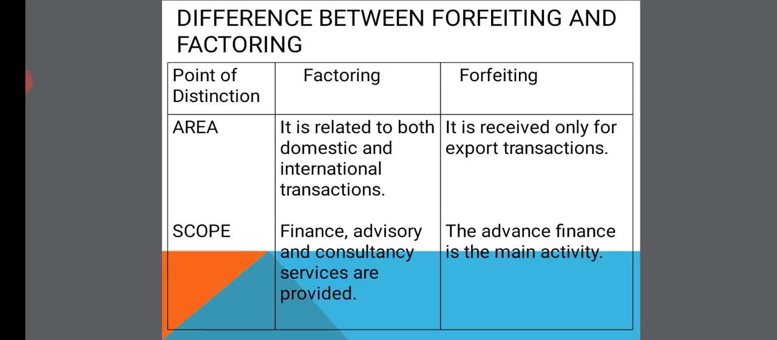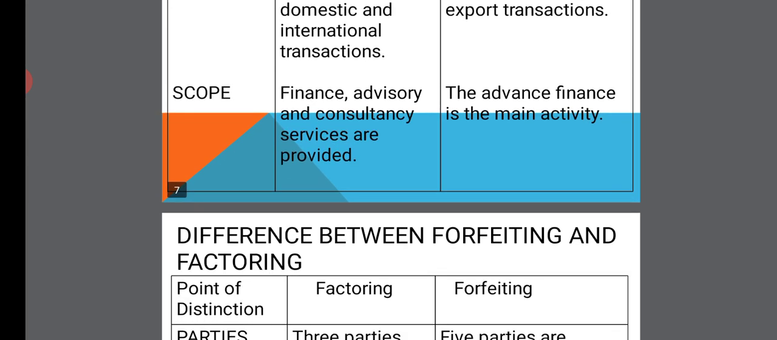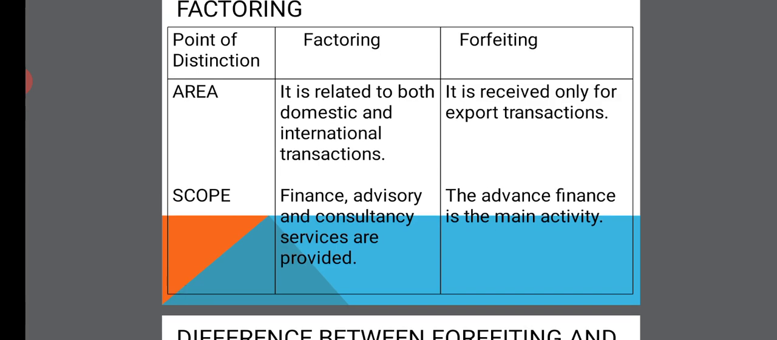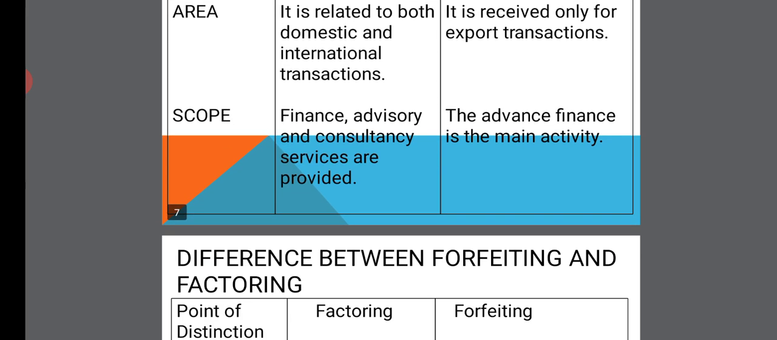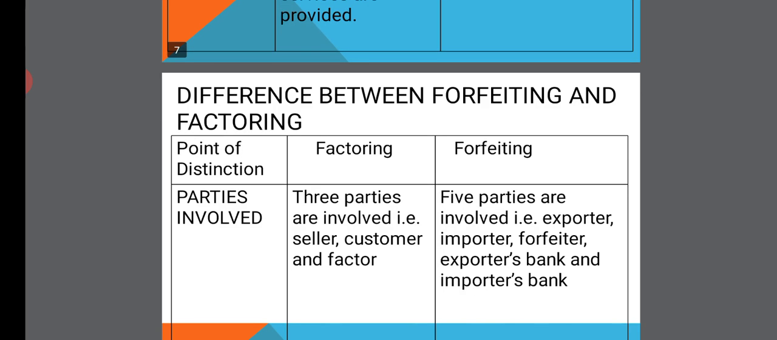Then the second point of distinction is area. Factoring is related to both domestic and international transactions. But whereas forfeiting is only for export transactions. Then the third point of distinction: in case of factoring, finance, advisory and consultancy services are provided. But whereas in case of forfeiting, advance finance is the only main activity.